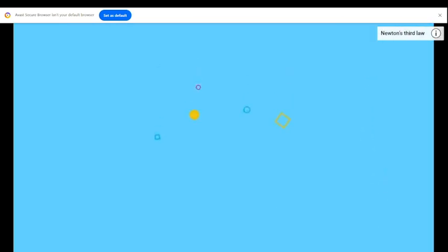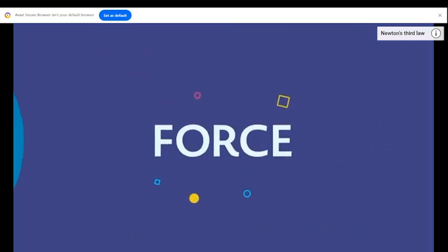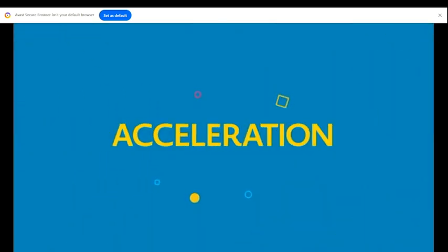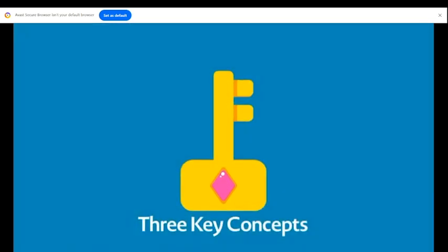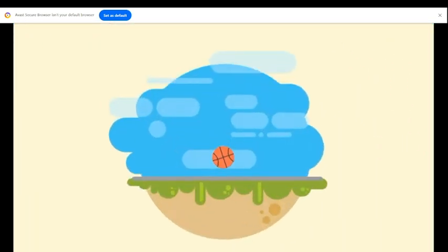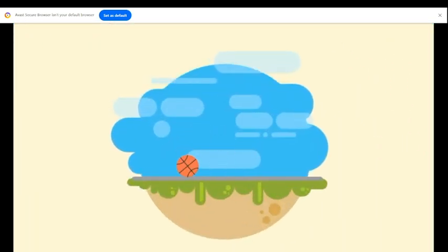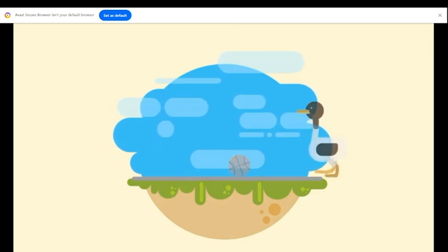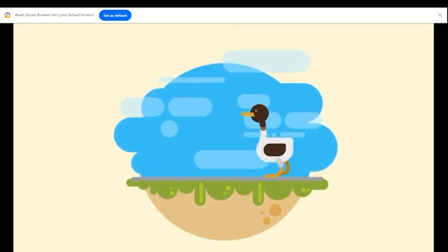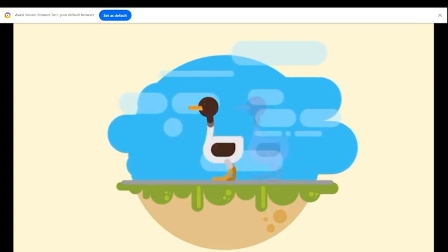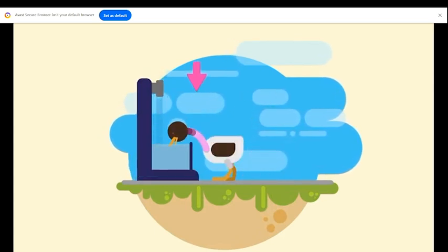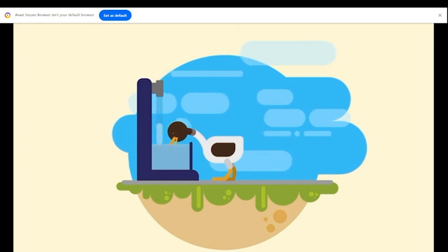Before exploring each of these laws, let's go over the meaning of motion, force, and acceleration. These three concepts are the key to understanding Newton's laws. We all know what motion is, when something goes from one place to another or changes its position. For example, as this duck walks, it's moving to a new place. But it also moves when it simply lowers its head to drink some water, changing its position.